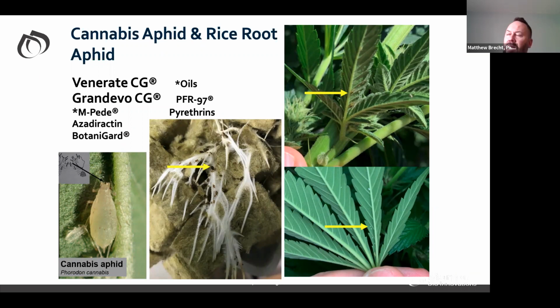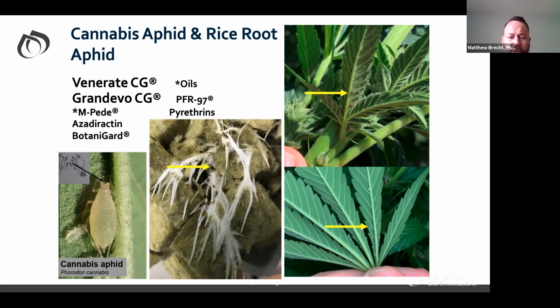But you can kind of get a handle on them. What we're using for those are Venerate CG, Grandivo CG. They're fairly decent on them. I like to combine our products though with MP to get a little bit better efficacy, or like azadirachtin or some oils, and a lot of those are good, right? If they're in veg, you can use a pyrethrin to knock them down, and then add the Venerate or Grandivo or oil or PFR 97 or something like that as a follow-up application. Or you can combine two products, right? So you can take the Venerate CG, combine it with, let's say, azadirachtin and hit it together, okay?